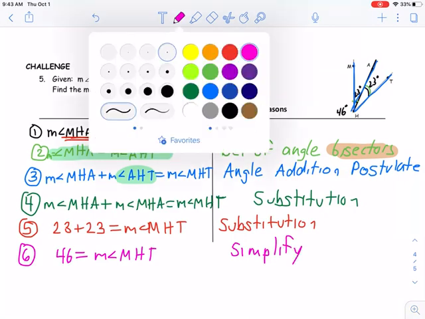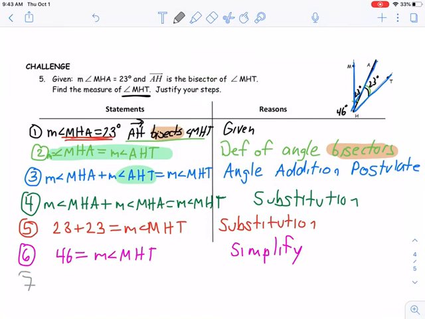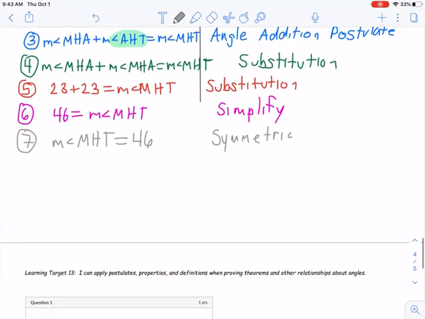And then last, this is kind of a bonus step. Do we have to do this? Probably not, but let's just review it. We found the measure of MHT, but let's swap the order and say since 46 equals the measure of MHT, I can say the measure of angle MHT equals 46 by symmetric. And that's when you swap the order. And that's it. That's the punchline. That was the challenge.